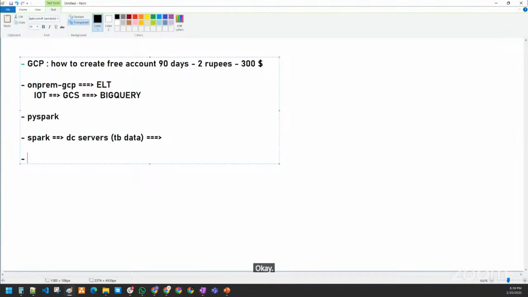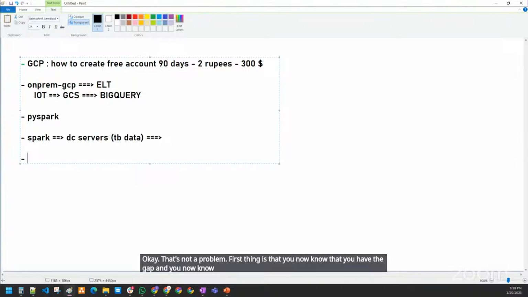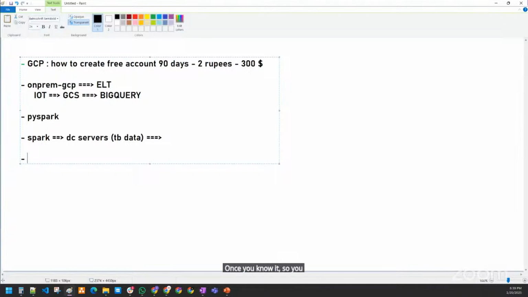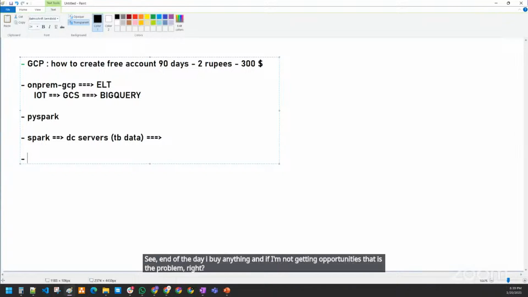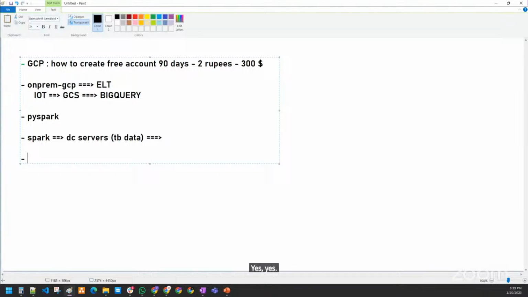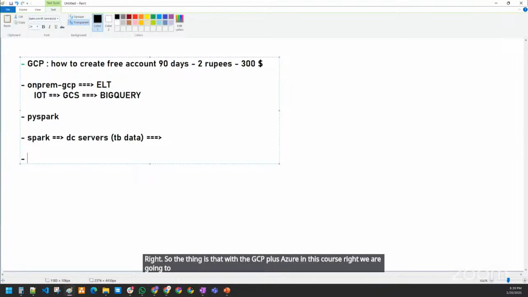That's not a problem. The first thing is that you now know you have the gap, and you know how to fill it, by buying some kind of course outside. Once you know that, you need a course which gives you a lot of opportunities. At the end of the day, if I buy anything and I am not getting opportunities, that is the problem, right? With GCP plus Azure in this course, we are going to give you plenty of opportunities.